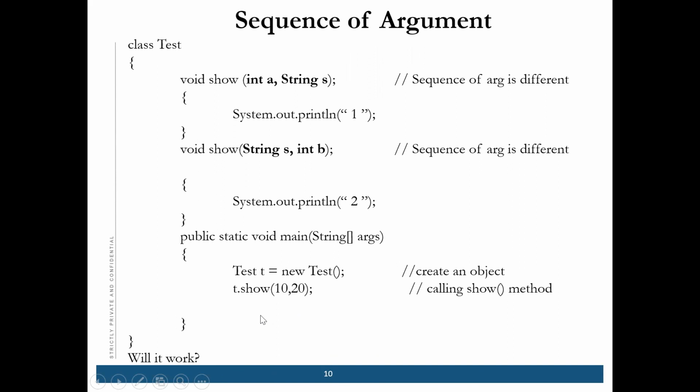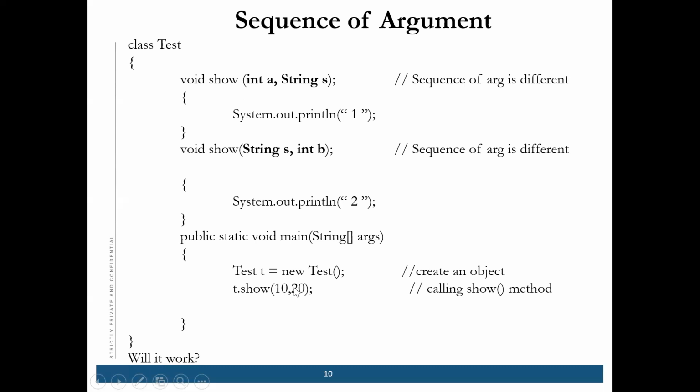So will this work? I have told you integer string and string integer, and I am calling this show method with 10, 20. Will this program work? Anyone? No, because both are integers and there is only integer string or string integer, so it will not work. Why? Because there is no such method in this program which has two integers. So it will give you an error. If we call 10 comma and in quotes ABC or something like that, then only it will work.